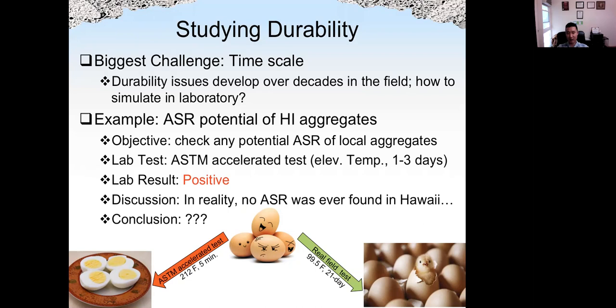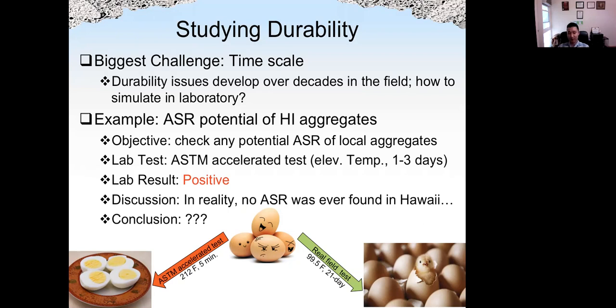However, in reality, we have used that type of algae for many, many decades, around 40, 50 years. But we never see ASR in the real situation. So that means the ASTM standard gives us a false positive. The reason for that is we want to see the result fast.